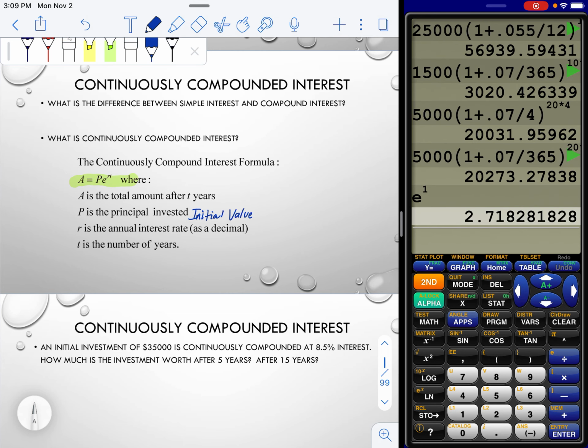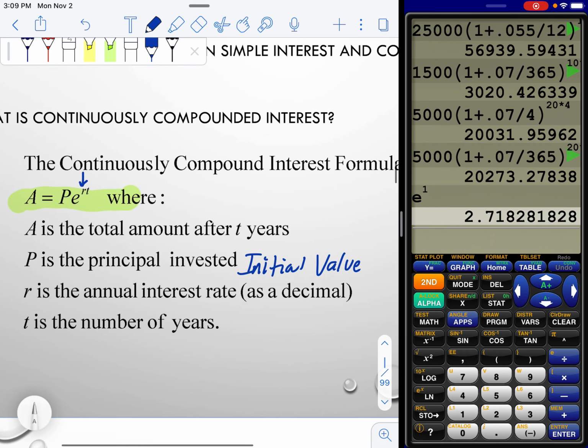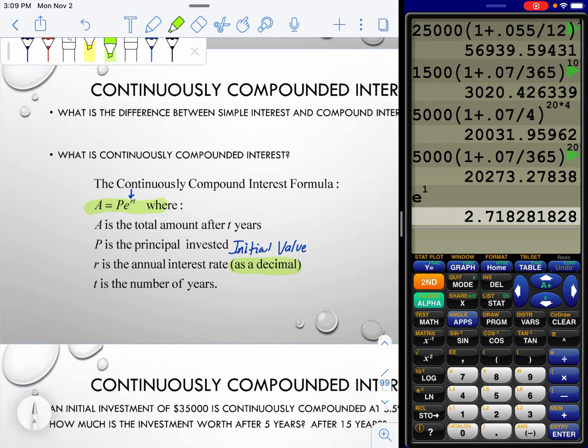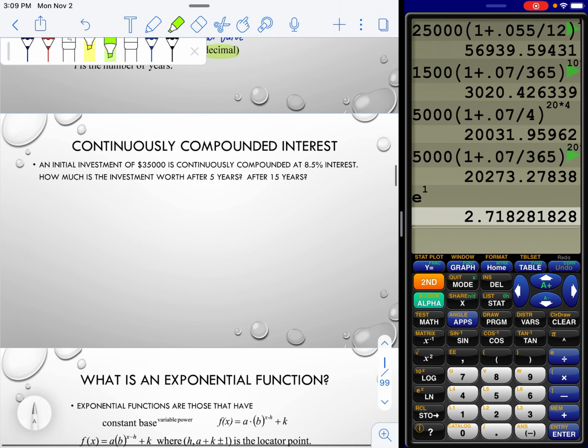Once again, when we look at this, r has to be your interest rate as a decimal. So if it's 5%, it's 0.05, not 1.05. Don't convert it to a multiplier. It is as a decimal. And then t is the number of years you want to do it. So let's see how this actually works. An initial investment of 35 grand is continuously compounded. Again, the importance of reading the problem. At 8.5% interest, how much is it worth after 5 years and then 15?